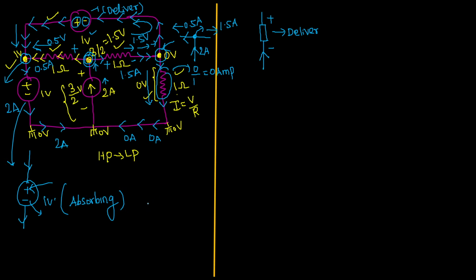That's all. So totally in the given circuit, there are three independent sources. Out of three independent sources, two independent sources are delivering the power.